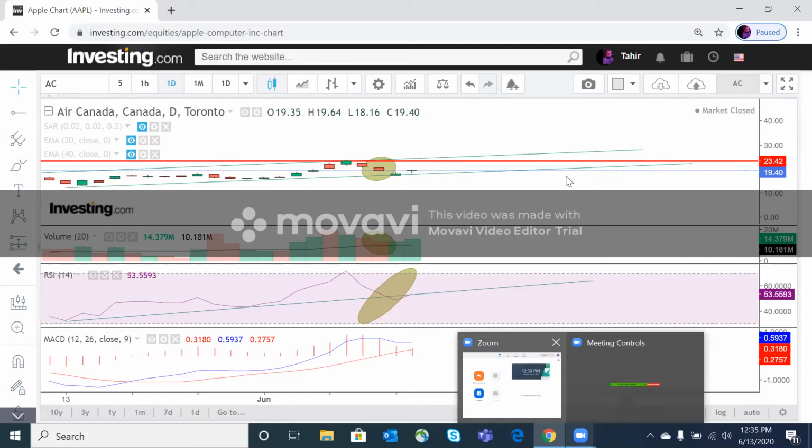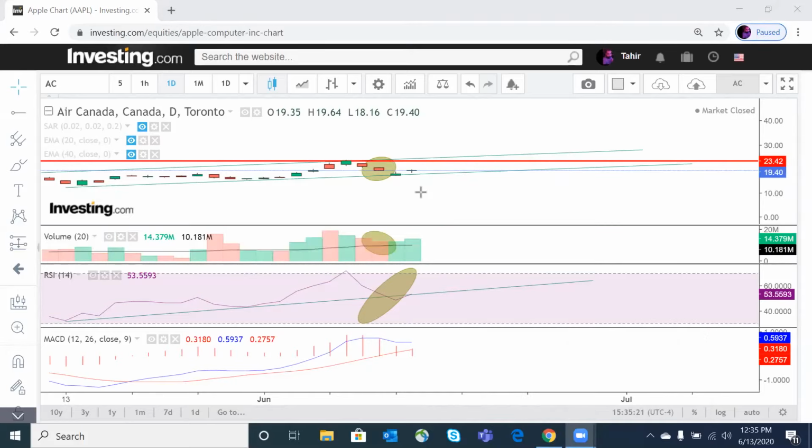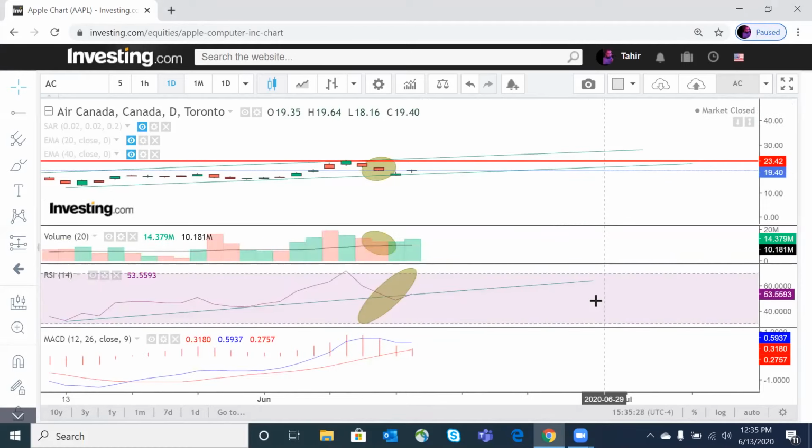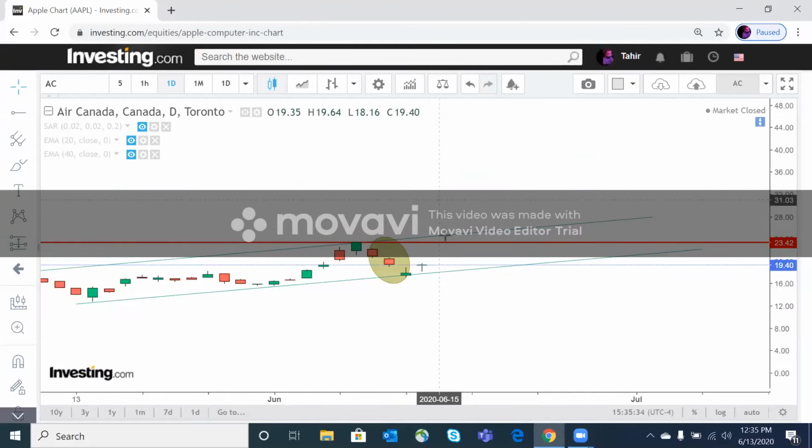Yes, guys. Any other stock? Although there are still a few points that we can discuss on AC, let's move on to the next stocks. Can we discuss NBR? Okay, NBR. Before that, one quick point I want to mention, which was a shift in the trend in AC.